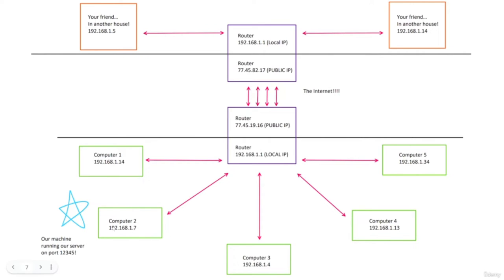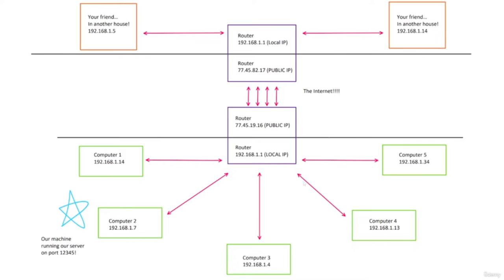So let's say computer 2 on this LAN wants to talk to this computer on this LAN. How's it going to do it? Well, it sends its information to the router. The router then sends it to the internet, which sends it to a specific router, which then forwards it over to this machine. This is kind of how our public and local IP addresses work. We're going to get more into this later on in the course. There's a lot more to this.